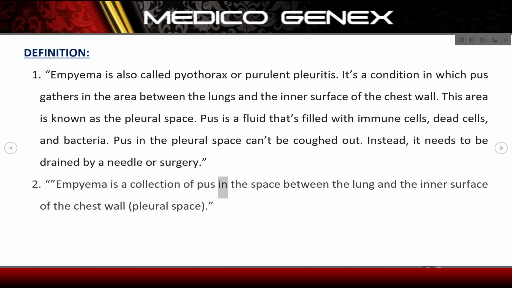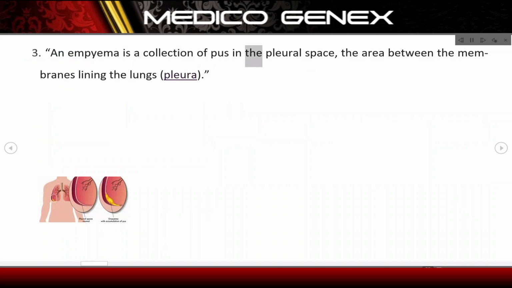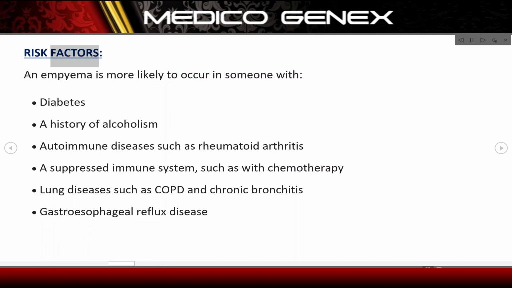Empyema is a collection of pus in the space between the lung and the inner surface of the chest wall, the pleural space. An empyema is a collection of pus in the pleural space, the area between the membranes lining the lungs, the pleura. Risk factors. An empyema is more likely to occur in someone with diabetes, a history of alcoholism, autoimmune diseases such as rheumatoid arthritis, a suppressed immune system, such as with chemotherapy, lung diseases such as COPD and chronic bronchitis, gastroesophageal reflux disease.